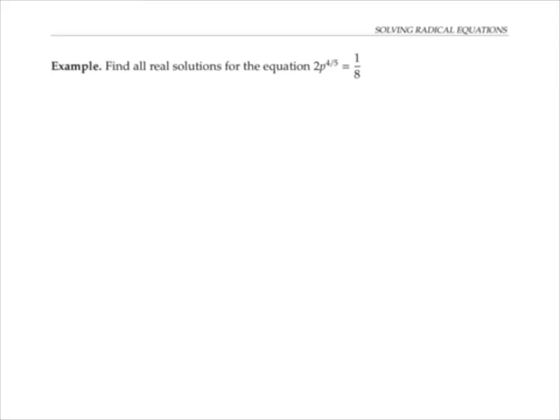This next equation might not look like an equation involving radicals, but in fact, we can think of a fractional exponent as being a radical in disguise. Let's start by doing the same thing we did on the previous problem, by isolating. This time, we'll isolate the part of the equation that involves the fractional exponent.